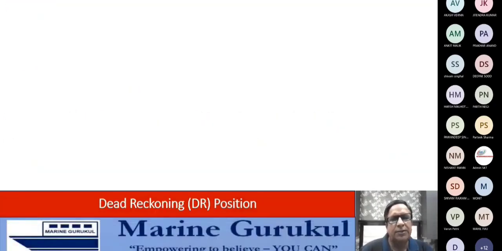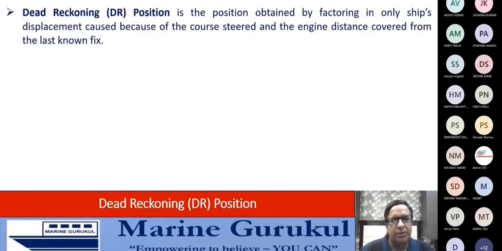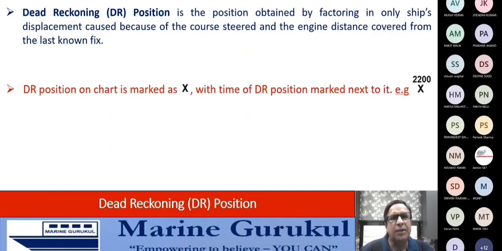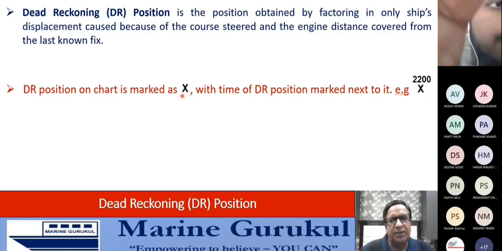The next one is DR position or the dead reckoning position, which is obtained by factoring in only the ship's displacement caused because of the course she steered and the engine distance that she has covered from a last known fix. So to mark the DR of the vessel, we must know the last known fix. We must know the course or courses steered during that interval since the last known fix and the engine distance that has been covered. DR position on the chart is represented by a cross. And if the time has to be represented for the DR, it can also be marked next to the symbol.